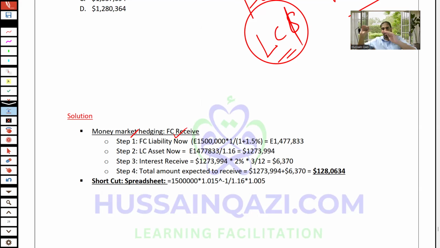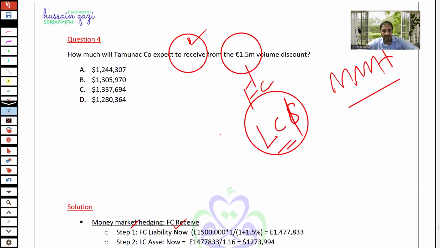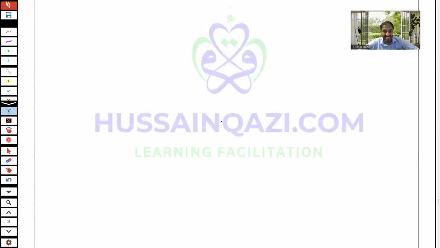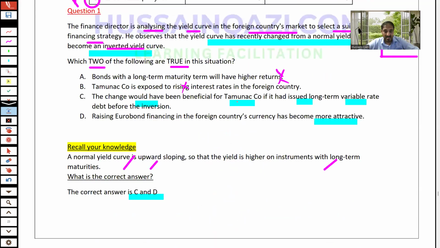The point is about foreign currency receivable, expected to receive, that is your asset now. So the concept of money market is about matching. If you have a receivable of foreign currency asset, you have to create a foreign currency liability. So use the rate properly.